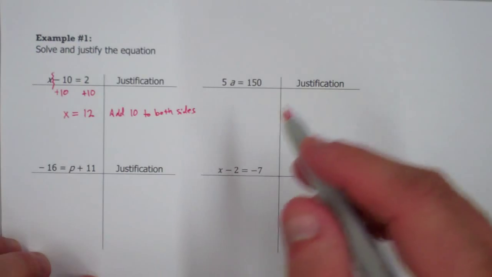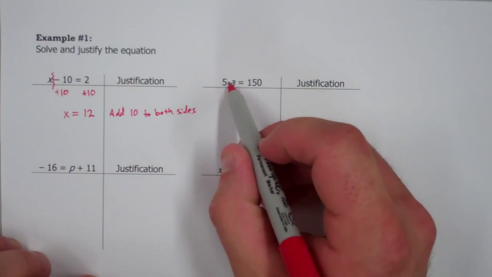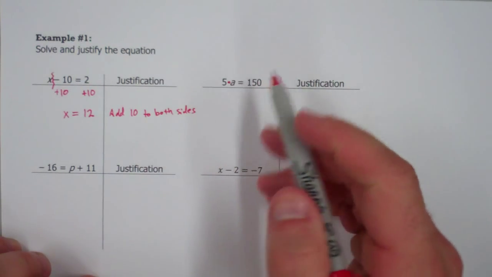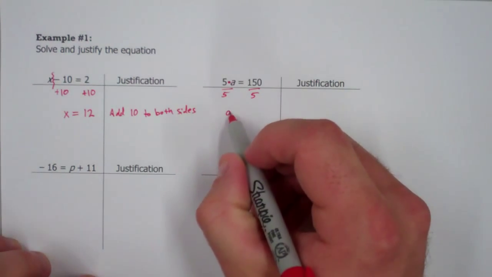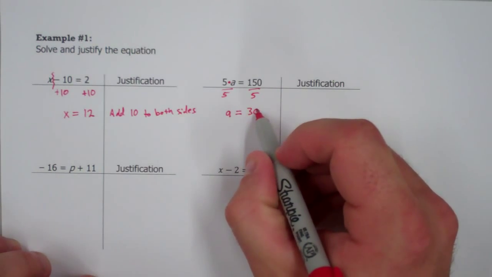The next example, we have 5a is equal to 150. So we only have one term here. We're going to try to get rid of this coefficient. This coefficient 5 is being multiplied by the a, so we're going to divide by 5 on each side. A will be equal to 150 divided by 5, which is 30.